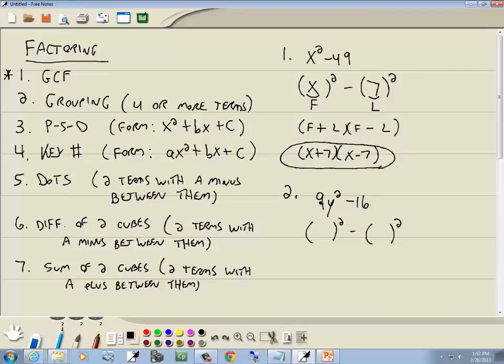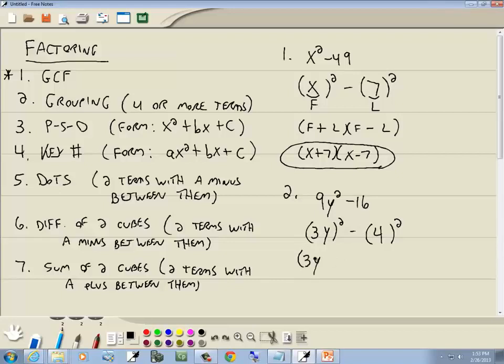Now we start with our first piece here, the 9, and we ask ourselves what times itself gives you the 9, and that'd be 3. Then we go to the y squared. We ask ourselves what times itself gives you the y squared, and that'd be y. We go to the 16, and 4 times 4 gives us 16. So we wrote it as something squared minus something else squared.